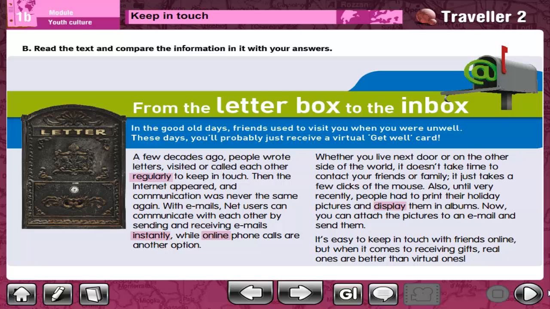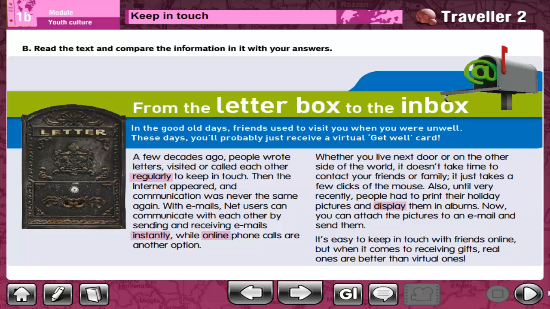Now, according to you, do you like virtual gifts or real ones? Real ones like flowers, like a packet of chocolate, etc. But virtual ones, maybe a card, maybe a letter, maybe saying thank you, etc. Do you like this kind of gifts or that kind of gifts? This is according to you.